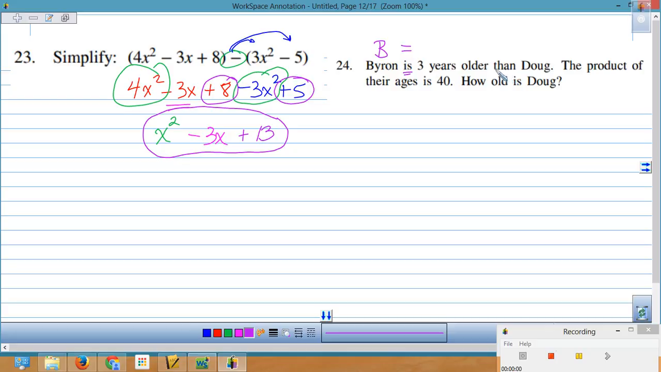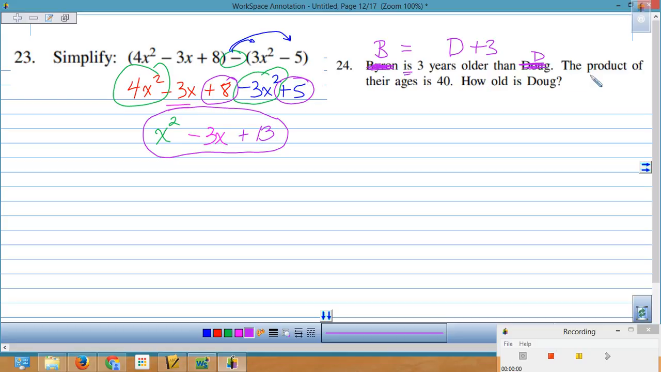Well, if you're 3 years older than your sister, you would take your sister's age and you would add 3 to it, right? That's what they're saying here. Take Doug's age, which we don't know. He's now D for Doug. It's like Byron's no longer Byron, he's B, and we're going to add 3 years to it.